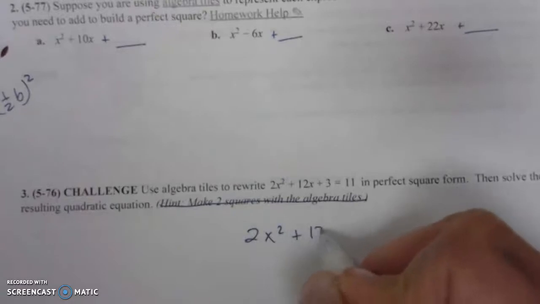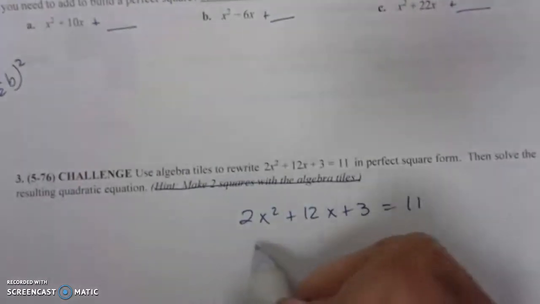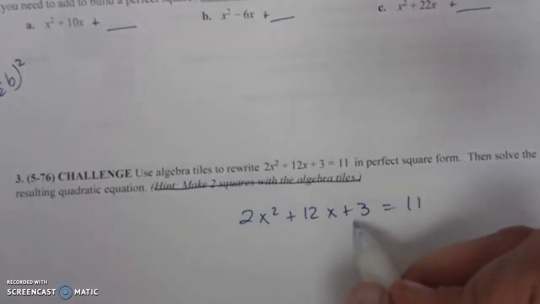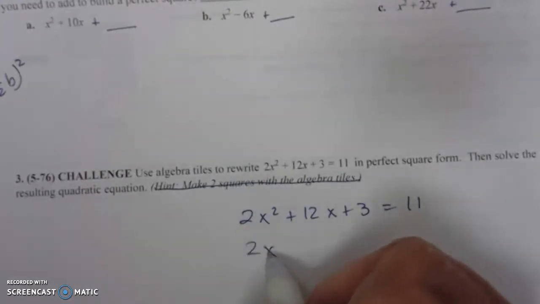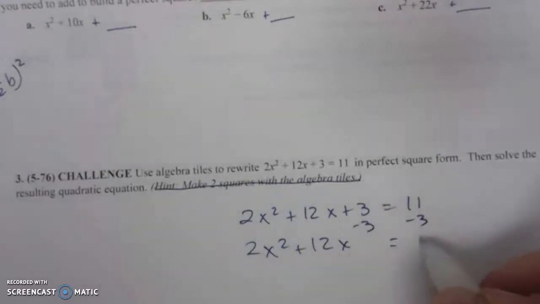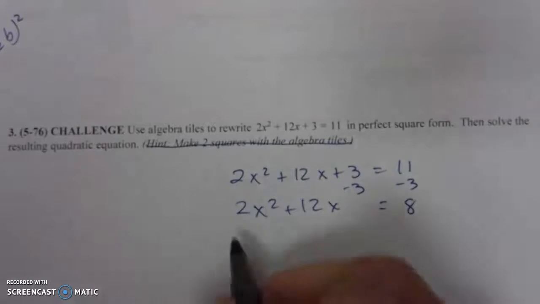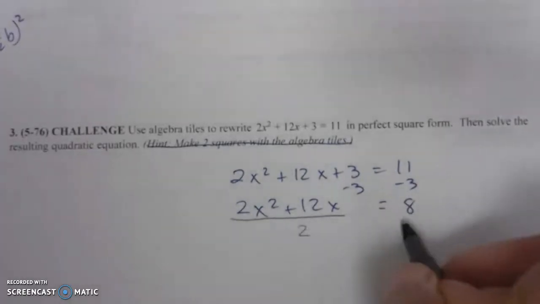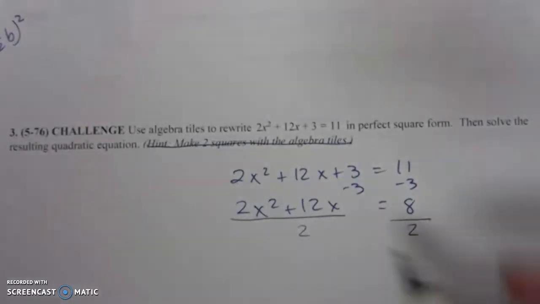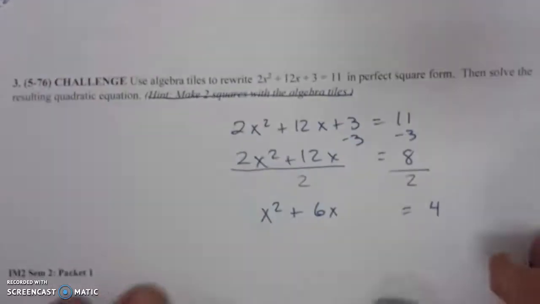2x squared plus 12x plus 3 equals 11. We know we want to just focus on the first two terms. 2x squared plus 12x. If I subtract 3, I'm going to subtract 3. That's going to equal 8. So many of you might be thinking, well, I've never done one with a 2 before, but what if I went through and divided everything on this side by 2 and divided everything on that side by 2? I would get x squared plus 6x equals 4.